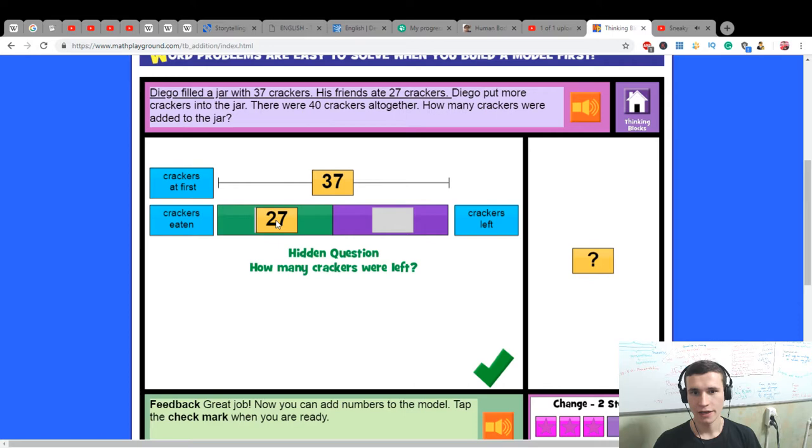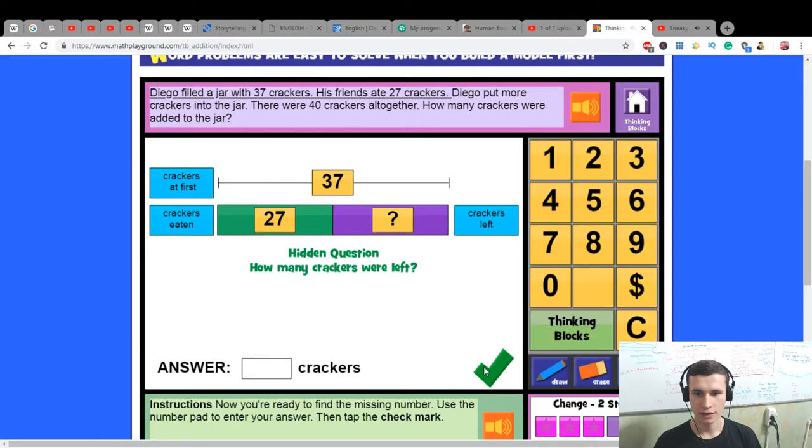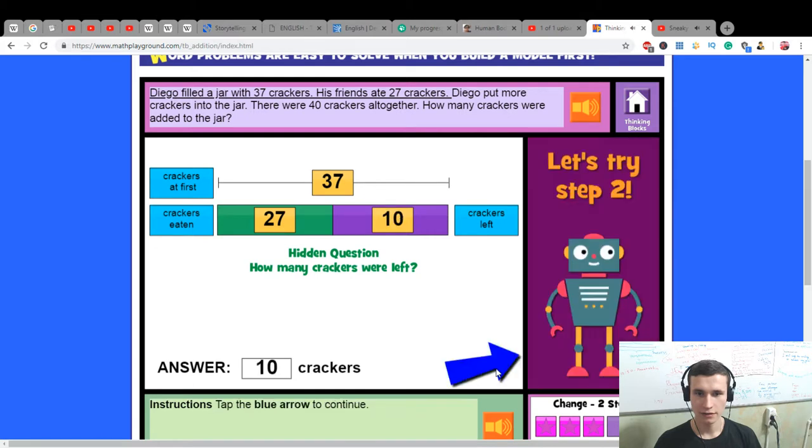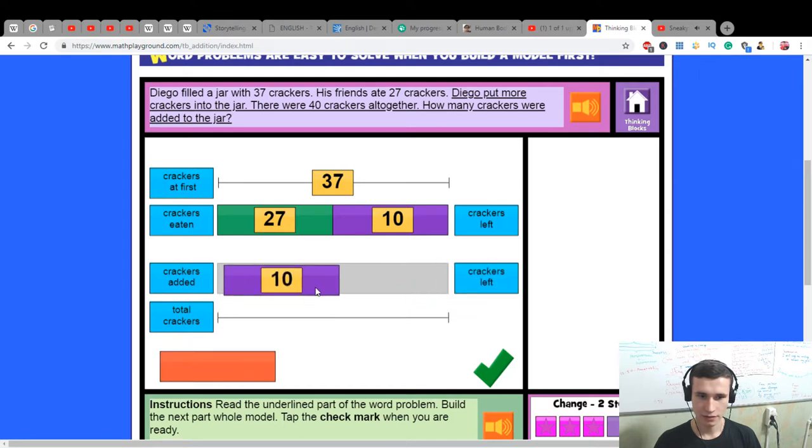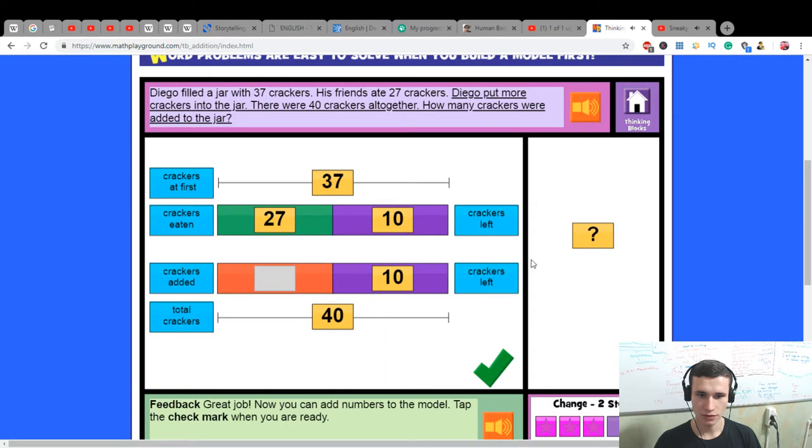His friends ate 27. Okay, 10 is... and he added 30 total crackers. Crackers added, crackers left. 10 is our left. Yes, like this. And 40 here and 30.